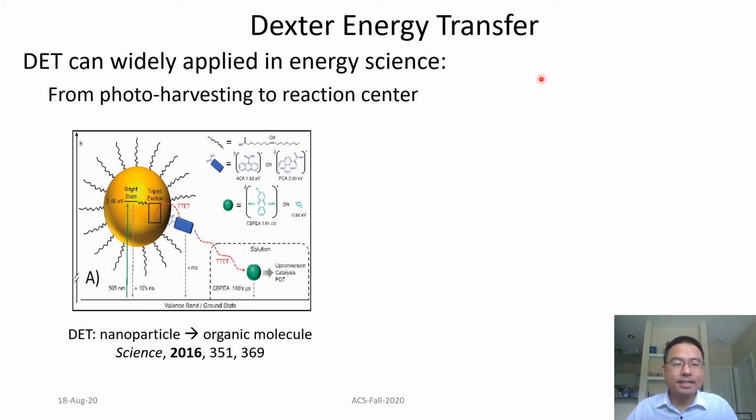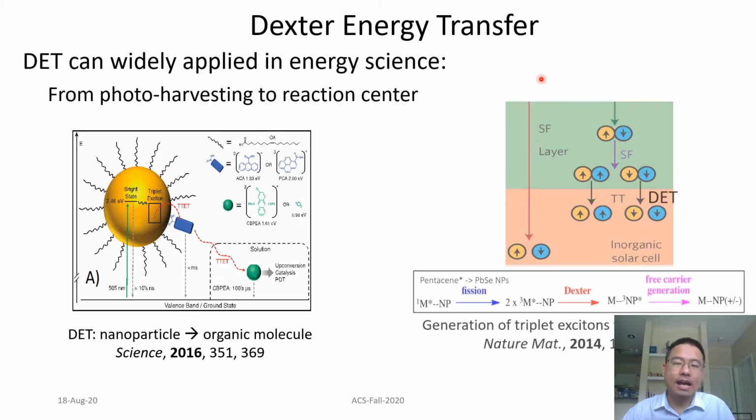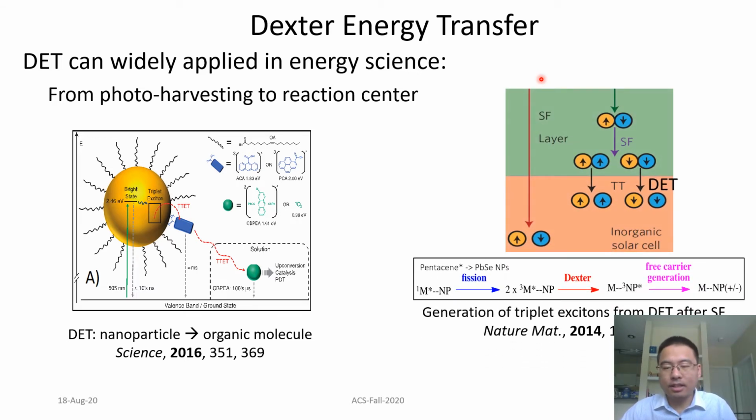People already studied the Dexter energy transfer between the nanoparticles and organic molecules, and this transfer reaction is also important to singlet fission problems because singlet fission will first generate the triplet pair, and then we need the Dexter transfer to separate them and generate the triplet excitons from the singlet fission.